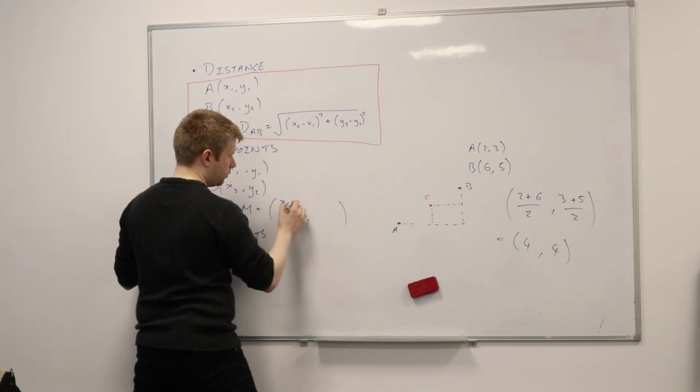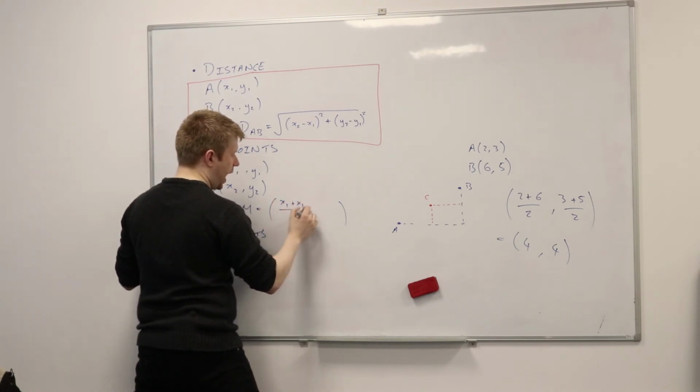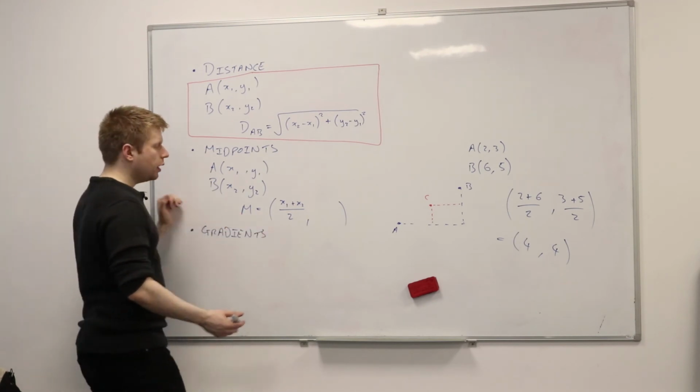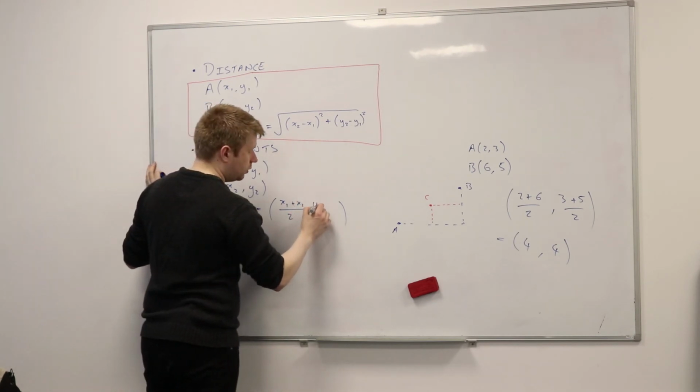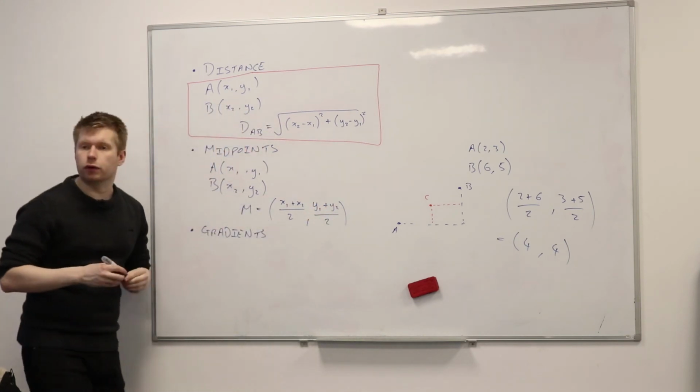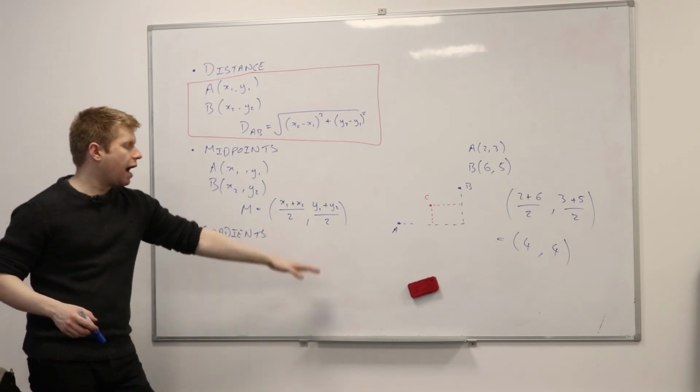Good. So basically I add the two x coordinates together and then divide by 2. I'm literally just taking an average of the two. And then, exactly, same with the y coordinates. So average of the x coordinates, average of the y coordinates.